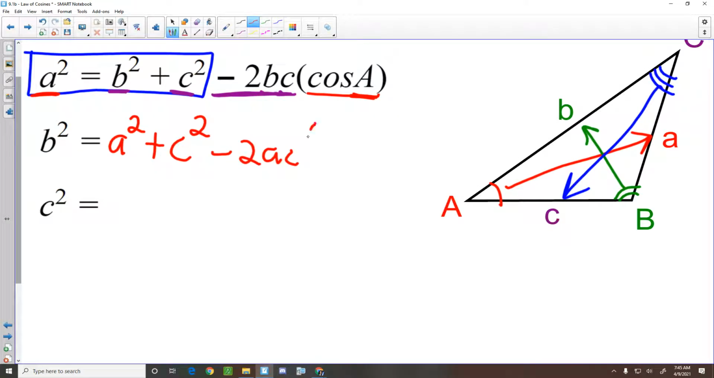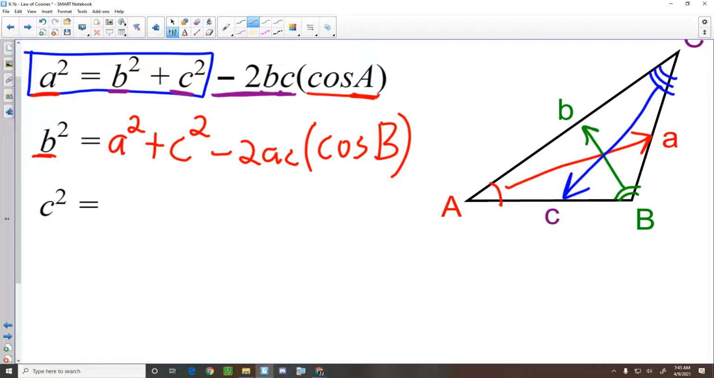Last thing we're going to do is multiply this by the cosine of an angle. Well, which angle do we use? We'll look back at the very beginning of this. What letter did you start with? The B. So that means here we're going to take the cosine of angle B.